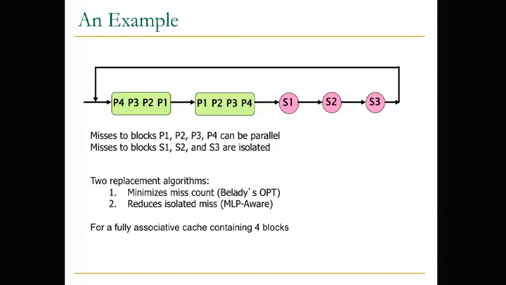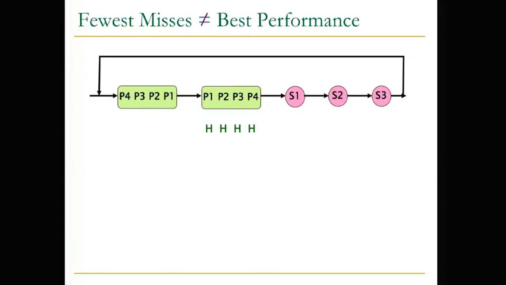So we're going to look at 2 replacement algorithms and simulate them very quickly. One minimizes the miss count. This is Belady's optimal: replace the block that's going to be referenced furthest into the future. And the other one is more MLP aware. I'm not going to tell you how that MLP-aware policy is implemented, but it's going to try to keep only these blocks in the cache. So let's take a look at a fully associative cache containing 4 blocks.